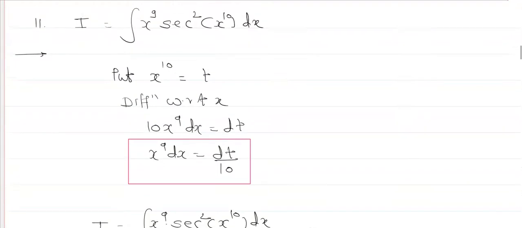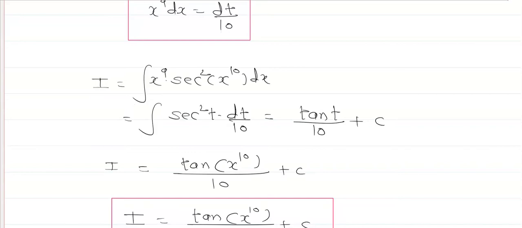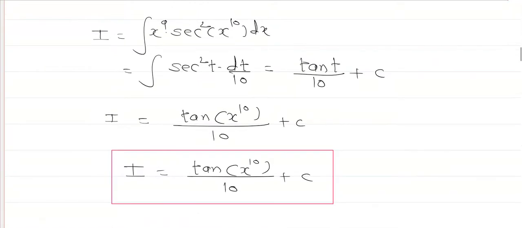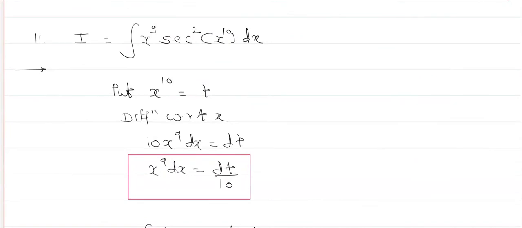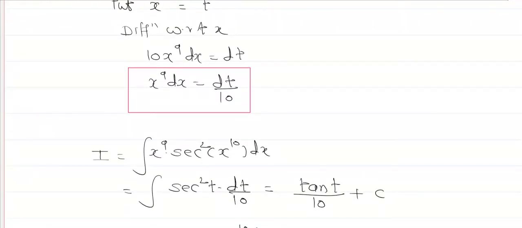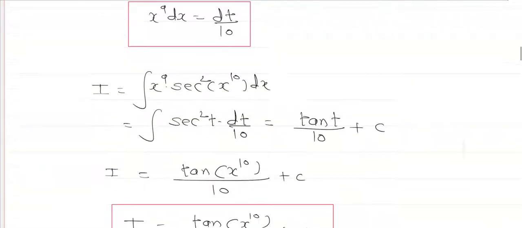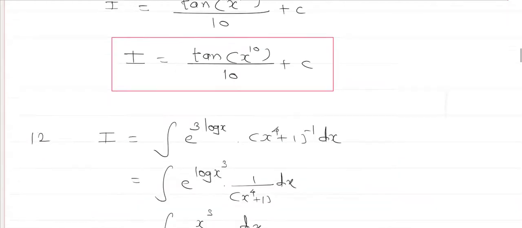But what is the value of the t? t म्हणजे काय? x raised to 10. मग आपण इथे t च्या जागी किती लिहिणार? x raised to 10. Therefore, tan of x raised to 10 upon 10 plus c, and therefore I is equals to tan of x raised to 10 upon 10 plus c. This is our final answer. पुन्हा तुम्हाला बघायचं स्क्रीनवर what I had written. काय लिहिलं ते बघा पुन्हा एकदा. तुम्ही याचे स्क्रीनशॉट काढून तुमच्याकडे ठेवू शकता. This is the final answer.